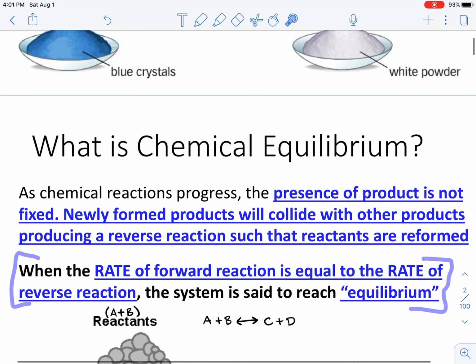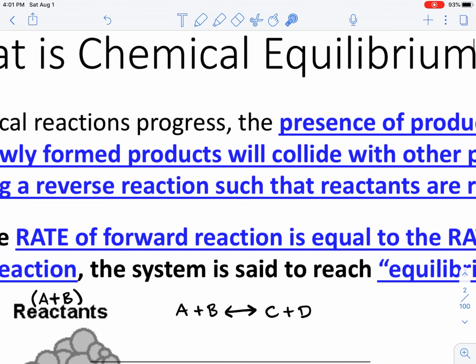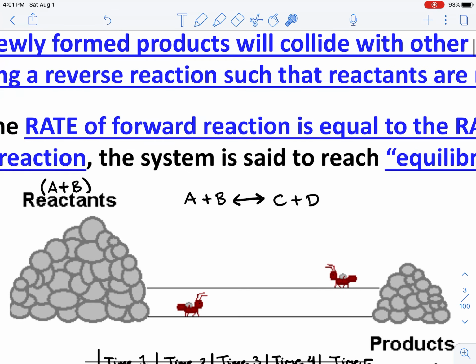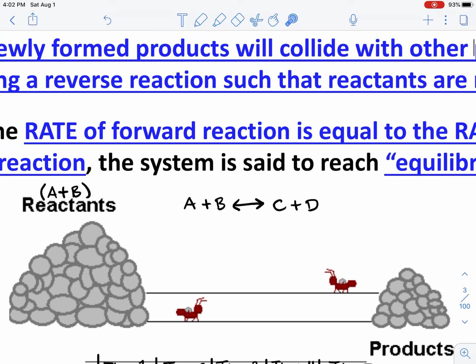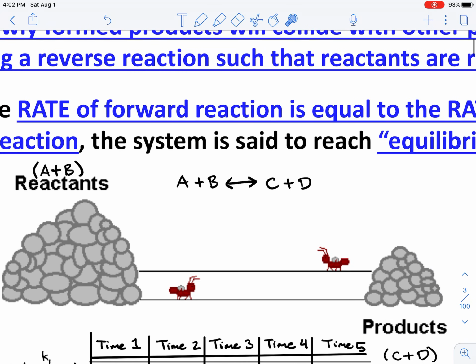But first, we need to understand the overall concept of equilibrium before we get into the details. And so to do that, I'm going to go ahead and use this image. And I am going to be representing these piles of rocks as reactants A and B. And I'm going to be representing these piles of rocks, or this area where the piles of rocks are located, as products C and D.